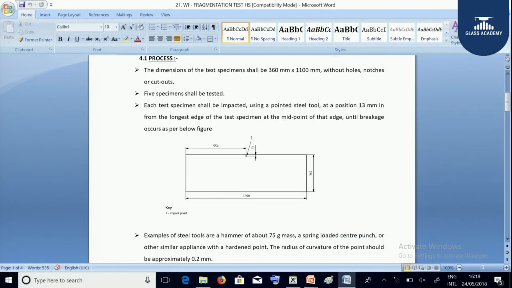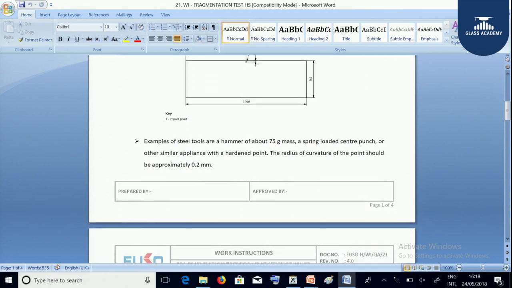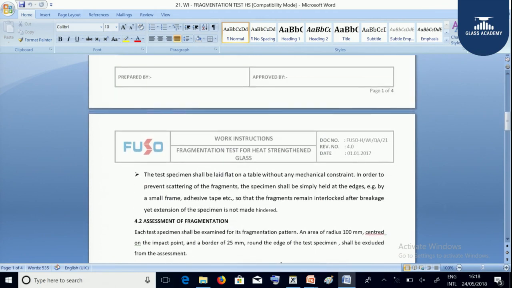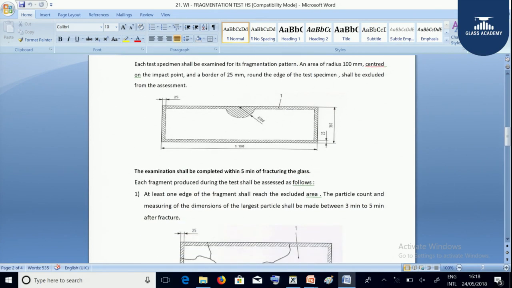Now we will understand the breakage pattern for the heat strengthened glass through a destructive method, that is the fragmentation test. First, I will take a heat strengthened glass of size 1100 by 360, as you can see in the figure. I will take a center point at 550 and leave a half inch, that is 13 mm, from the edge. With the help of a hammer weighing 75 grams, I will hit the glass, protecting the edges of the glass with a protective film.